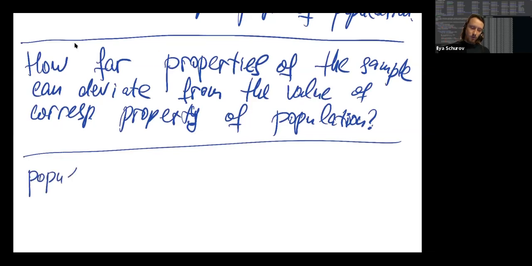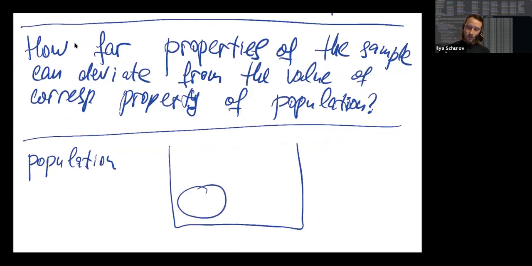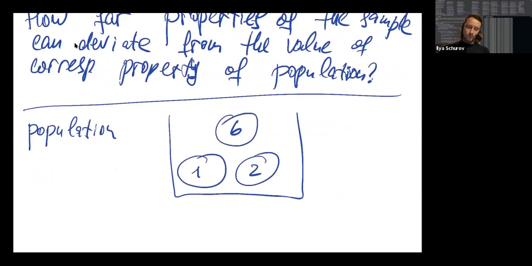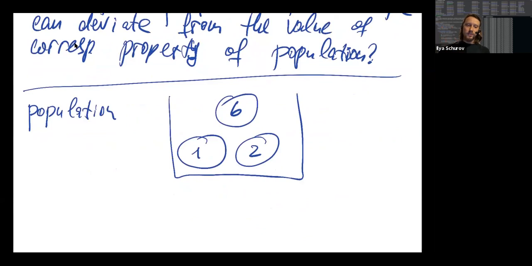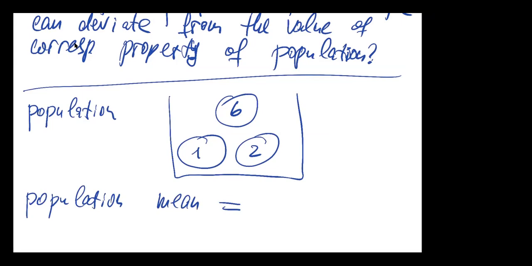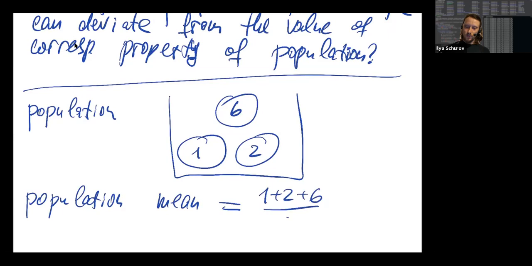For example, let us assume that our population is just a box with, for example, three balls. I have three balls, like 1, 2, and 6. And nothing more. This is an unrealistically simple example, but it is easier to work with. First of all, can you tell me what the population mean is? Can you find it? It's three. Yeah, the population mean is 3. (1 + 2 + 6)/3.